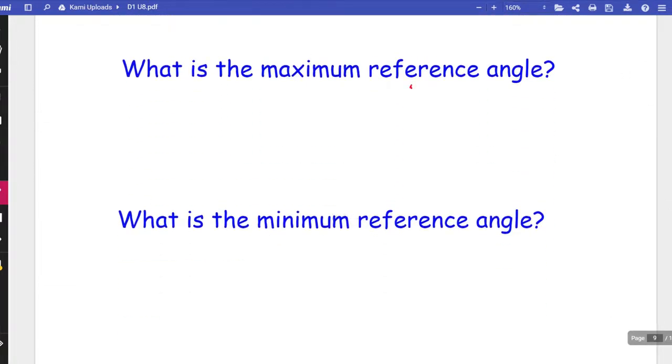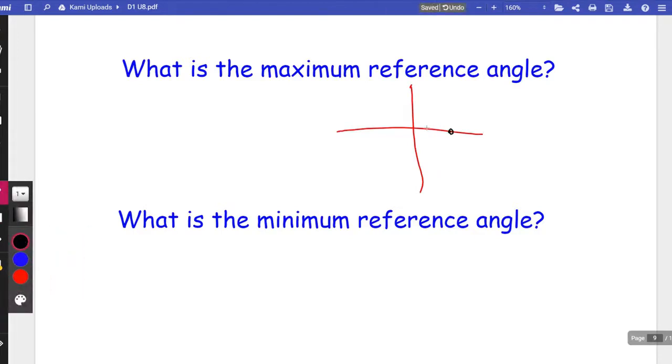What's the maximum reference angle? So, let's say we have a graph, and here's our initial side, and the maximum reference angle. So that's going to be as far away as you can get from the x-axis. That would be maybe somewhere like right here. As soon as we get to this 90, we are 90 degrees away from 0. That's true. We're also 90 degrees away from 180. And as soon as we go like 1 degree past that, now we're closer to 180.